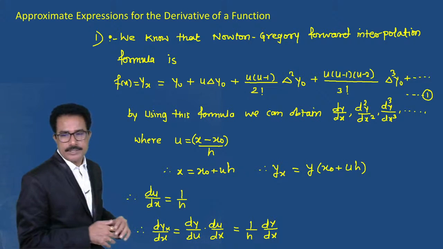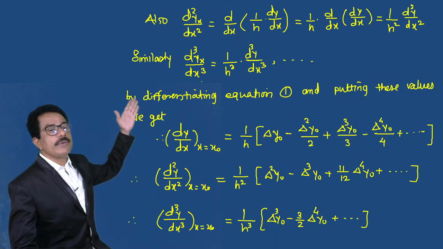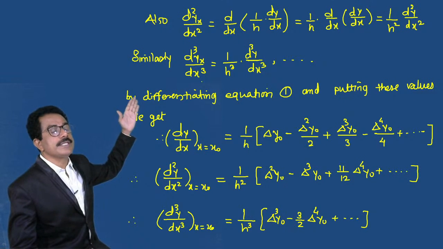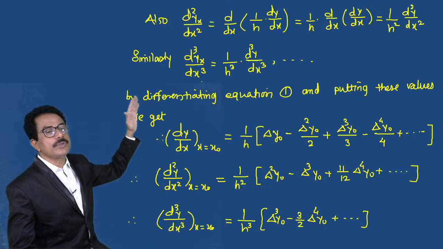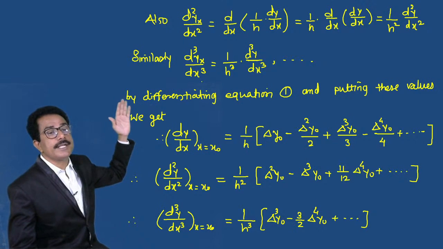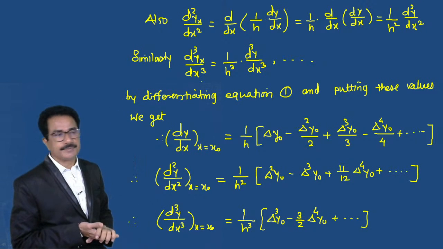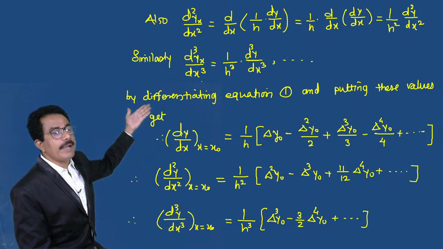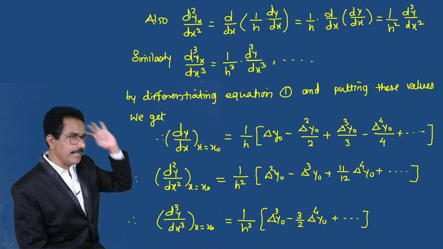बरोबर आहे का रे स्टुडंट्स? 1 upon h into dy by dx. तसेच d2y by dx square म्हणजेच d by dx of 1 upon h into dy by dx, that is 1 upon h into d by dx of dy by dx, that is 1 upon h square into d2y by dx square. Similarly d3y by dx cube means 1 upon h cube into d3y by dx cube.